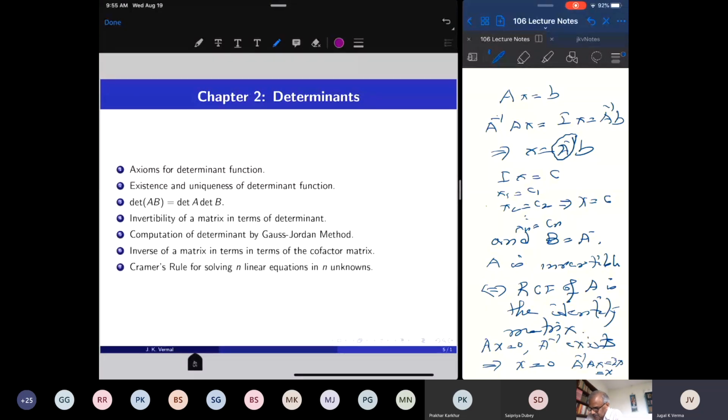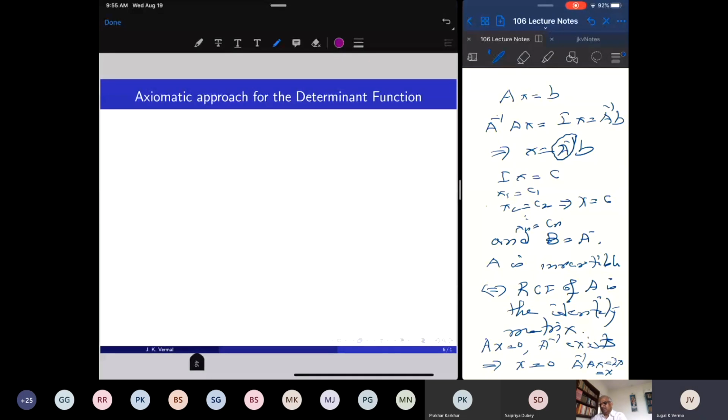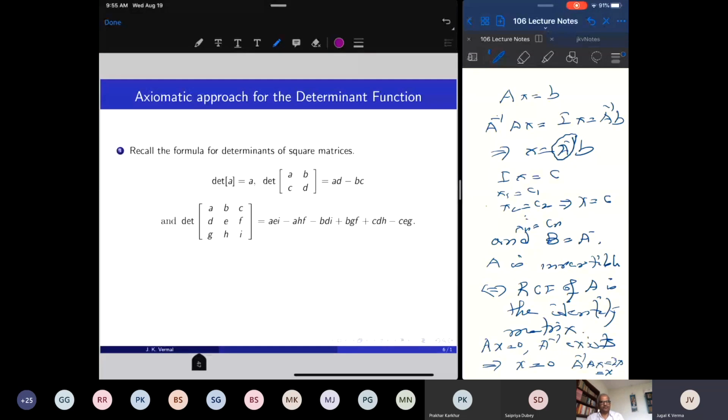Then we will approach Cramer's rule, which you know for 2 by 2 and 3 by 3 matrices, for solving n linear equations in n unknowns. This is not an efficient method, but the formula is attractive, and you know this formula for 2 equations in 2 unknowns and 3 equations in 3 unknowns, but it is valid for n equations in n unknowns. We will write down the formula for solutions of a system of linear equations where the coefficient matrix is invertible. That is called Cramer's rule. So let's proceed to the axiomatic approach for the determinant function.